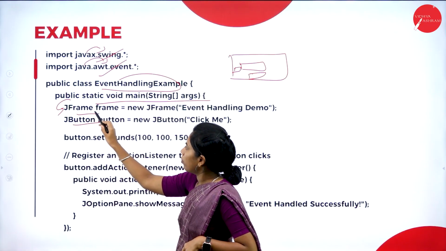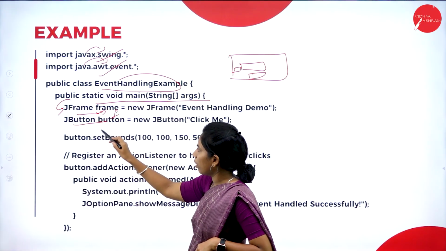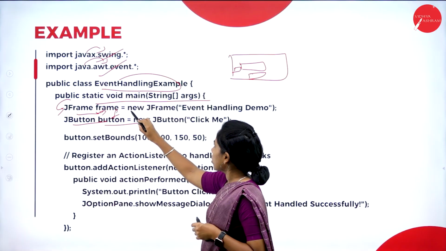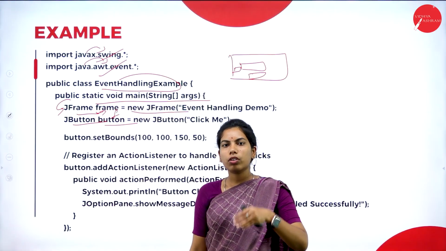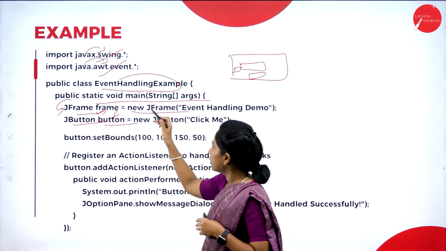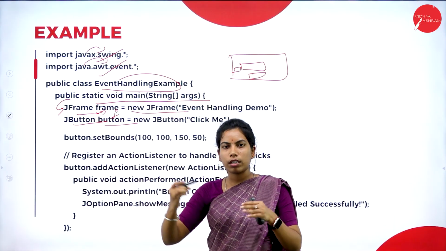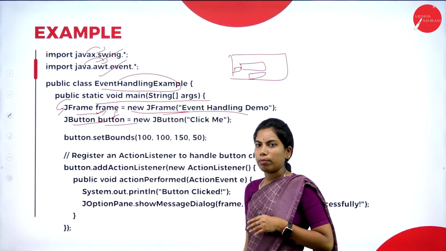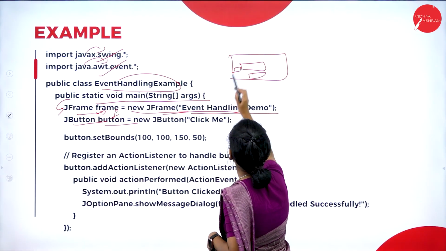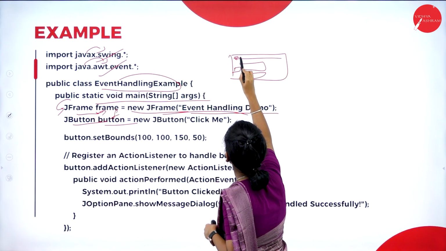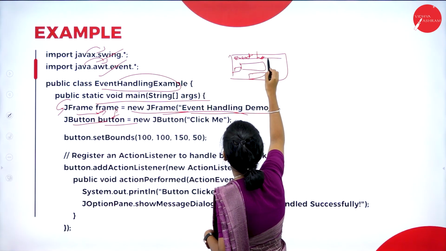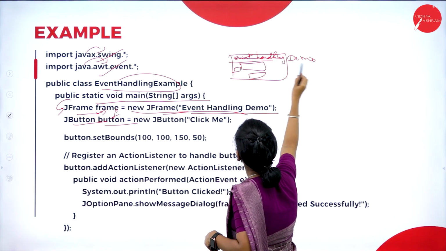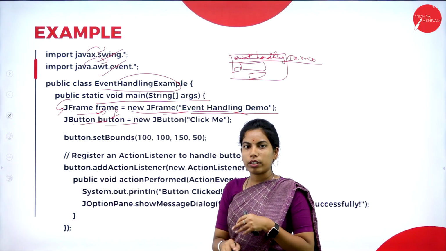For the JFrame, I create a reference variable called frame. You can use f also instead of frame. Because this is a new JFrame, I have to initialize it with the new keyword, creating an object called new JFrame. I have to give a name for that frame. What is that name? Event handling demo. So for example, this is the frame, and here you can see Event Handling Demo. This is your frame name, the main heading of the frame.